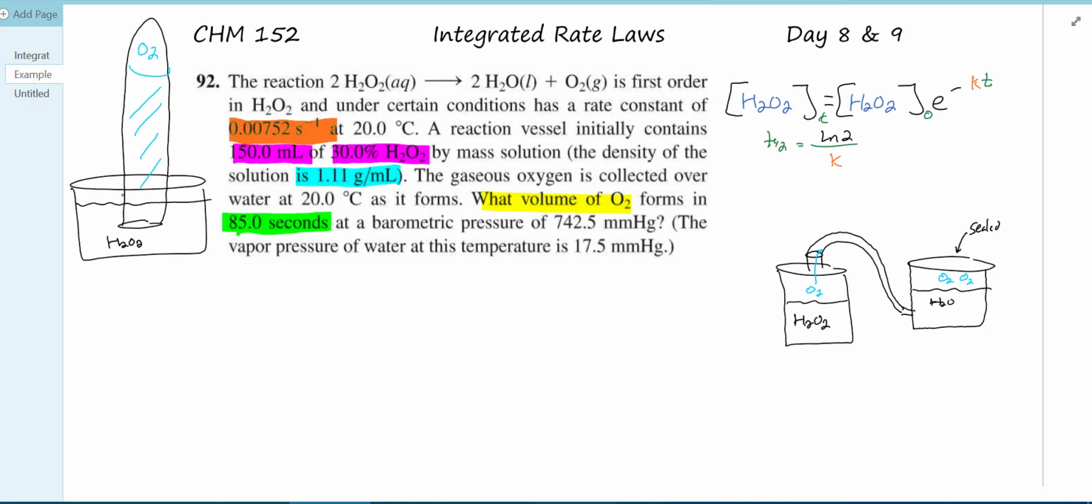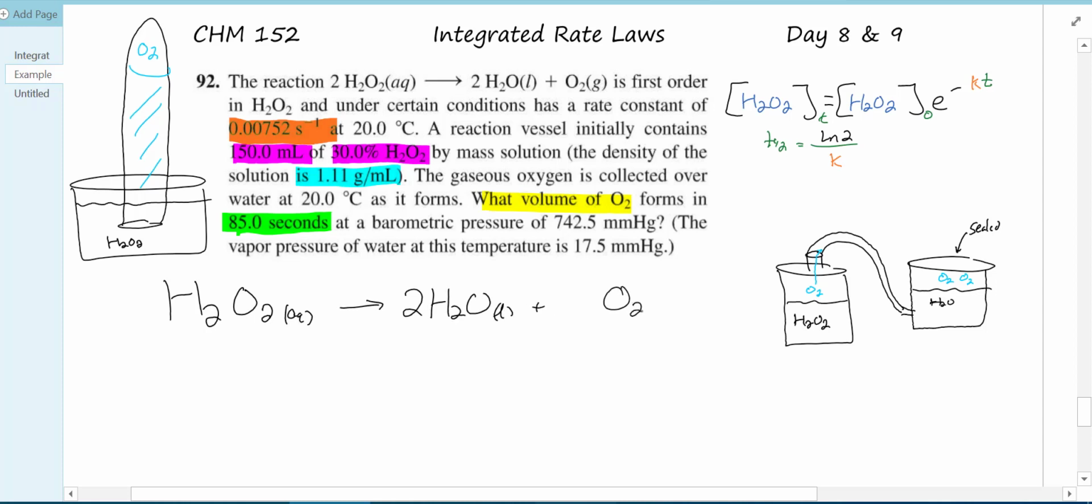We've got to do a couple things here. So we have the hydrogen peroxide, H2O2 aqueous, going to 2H2O liquid and O2 gas. I want to know the volume of this gas. We know about H2O2 that I have 150.0 milliliters. It's 30%, and it's 1.11 grams per milliliter.